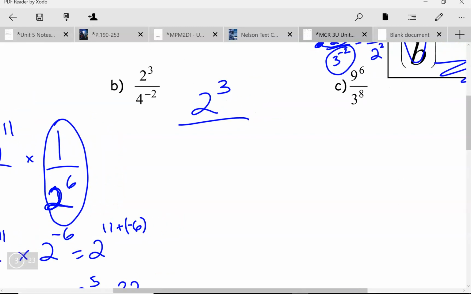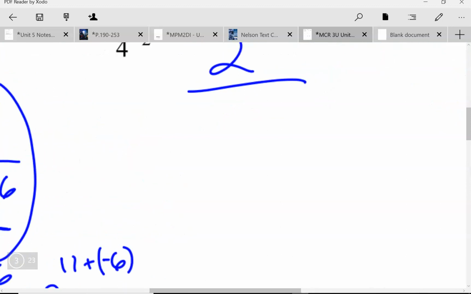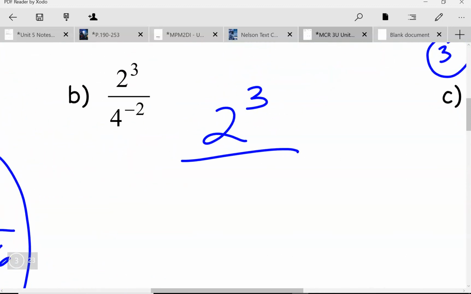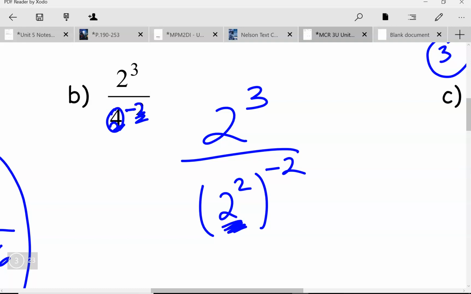Always start working with the higher power, so a higher base. So we see 4, so we're going to actually write 4 as 2 squared. And that still has a -2 power. So this was 4 to the power of -2. What we're writing is, again, still just 4, which is this, to the power of -2. Instead of 4, I'm just writing 2 squared, because I know 4 is 2 squared.